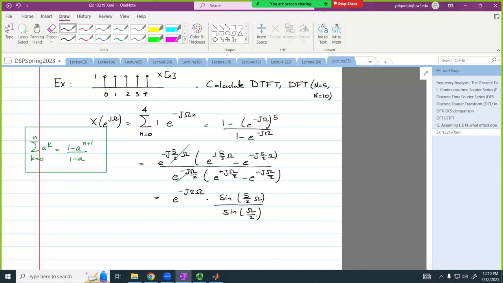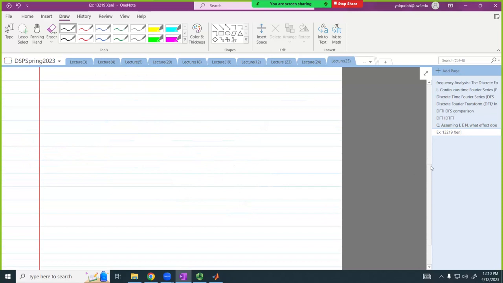Together? Would it be negative j 5 omega? This is 2.5, 5 over 2 is 2.5, and this is 0.5. Yeah, that's good. Okay, so therefore, this is X of e to the j omega.